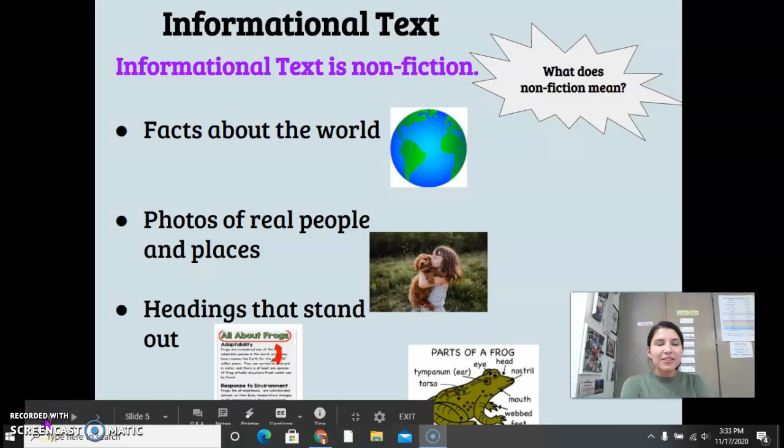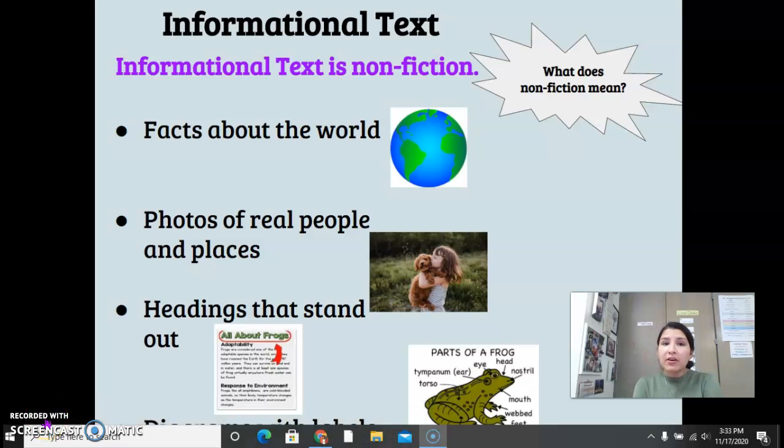Hi there, happy Thursday. Okay, today we will be focusing on informational text. This will be a review from our lesson on Tuesday. Informational text is nonfiction. What does nonfiction mean? Well, nonfiction means writing that is about facts or real events.